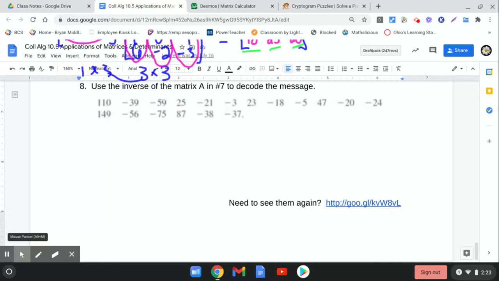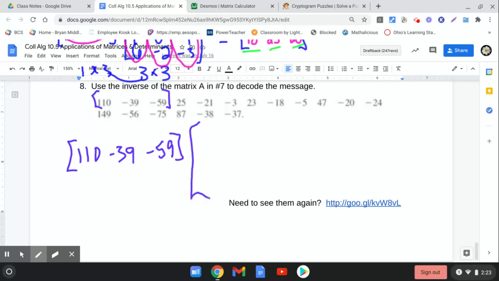So your friend gets the message and they send this back to you. Now to decode this, you're going to do the same thing. You're going to break it into chunks of 3, and you're going to multiply those numbers by the inverse of A. We would need to use our Desmos to find the inverse of matrix A from the last problem. And when you multiply it back, that's going to give you the original string of numbers, which you can convert back to letters.